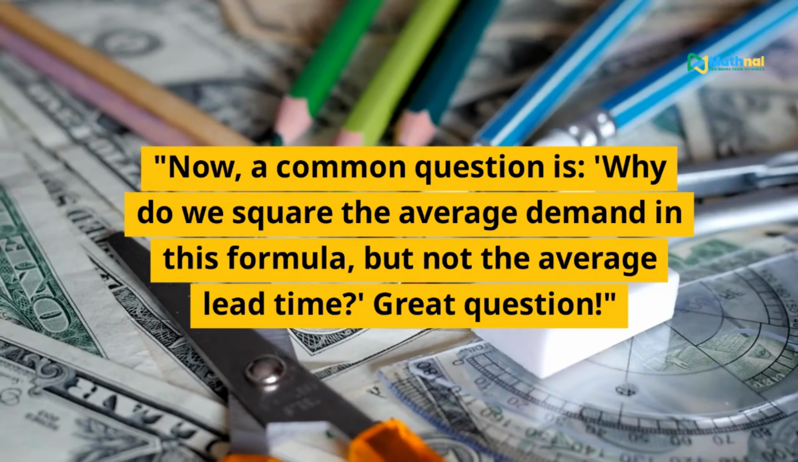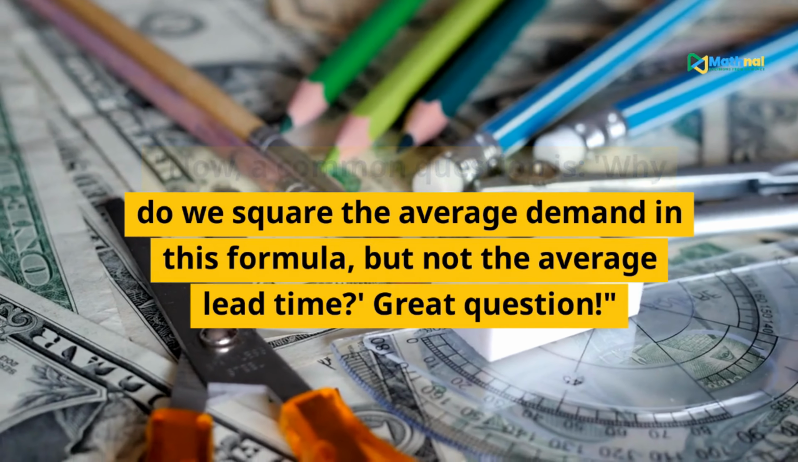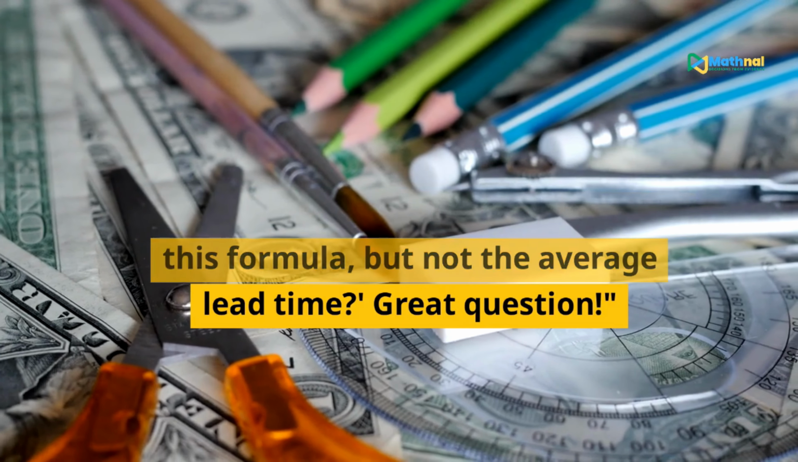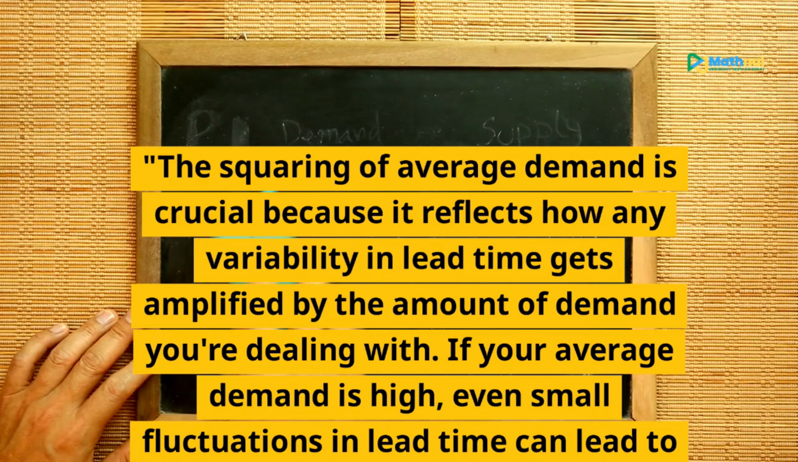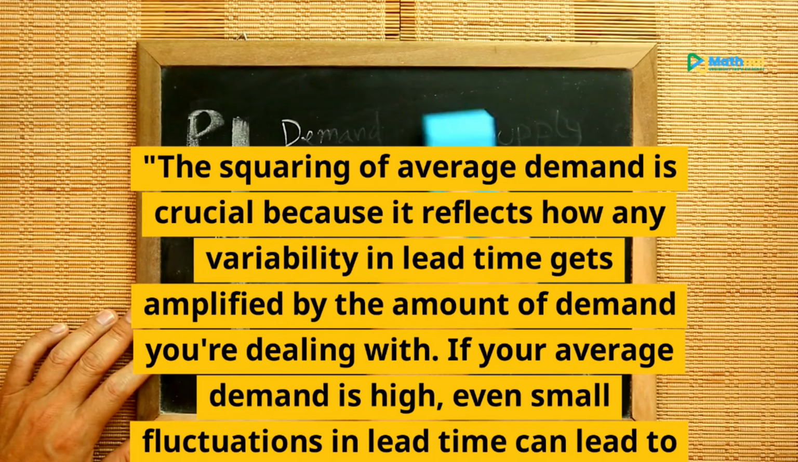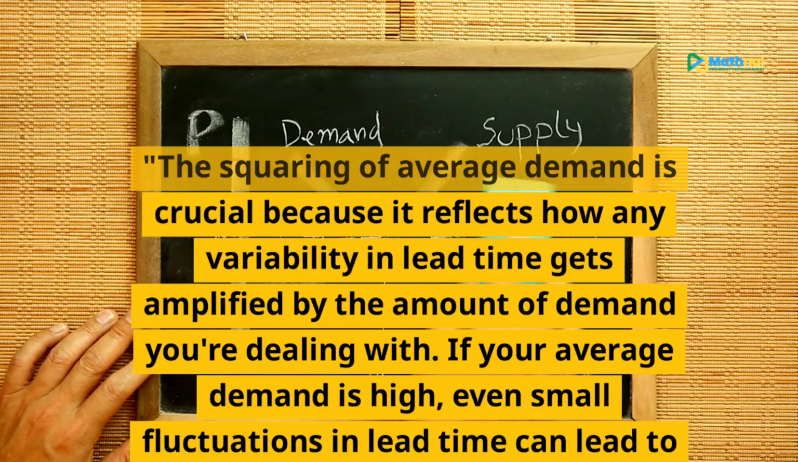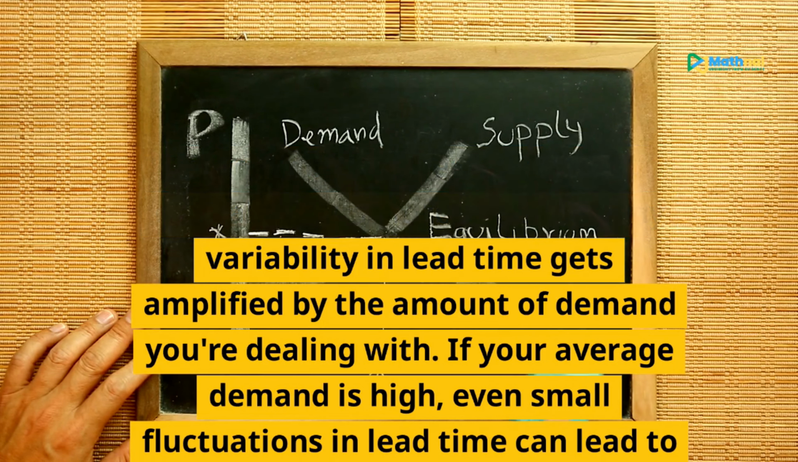Now, a common question is, why do we square the average demand in this formula, but not the average lead time? Great question. The squaring of average demand is crucial because it reflects how any variability in lead time gets amplified by the amount of demand you're dealing with.